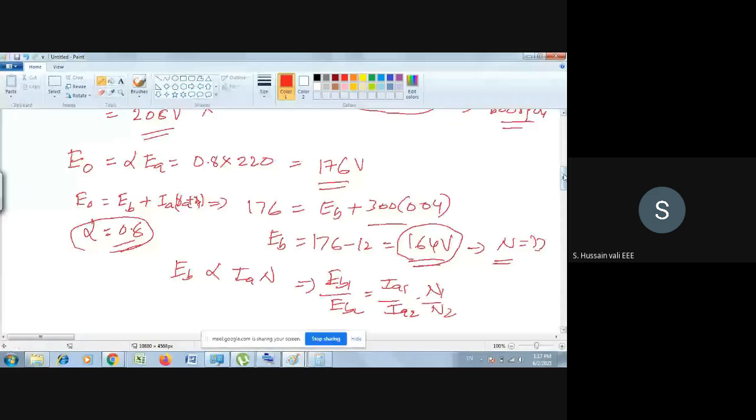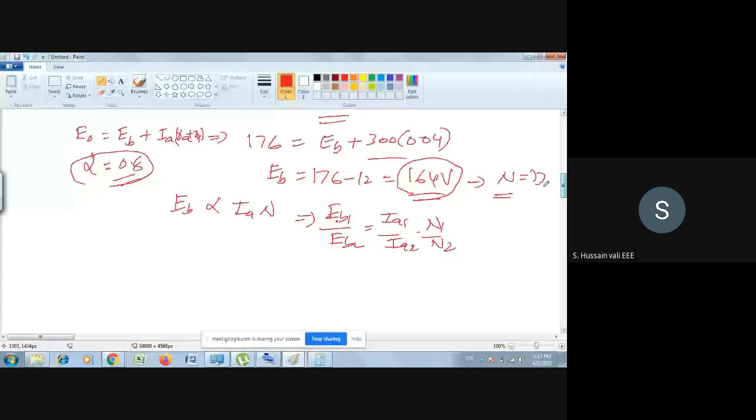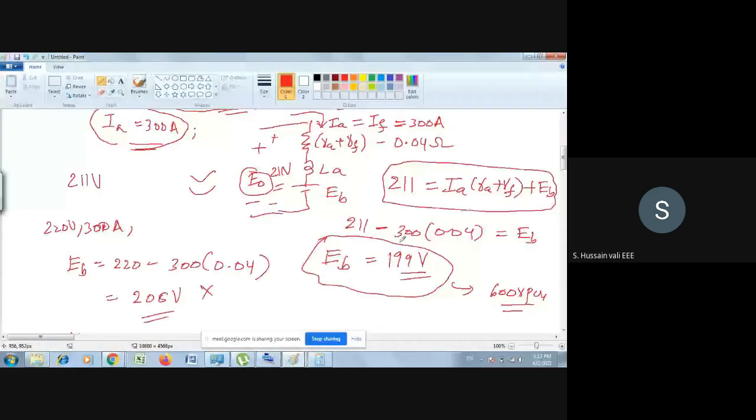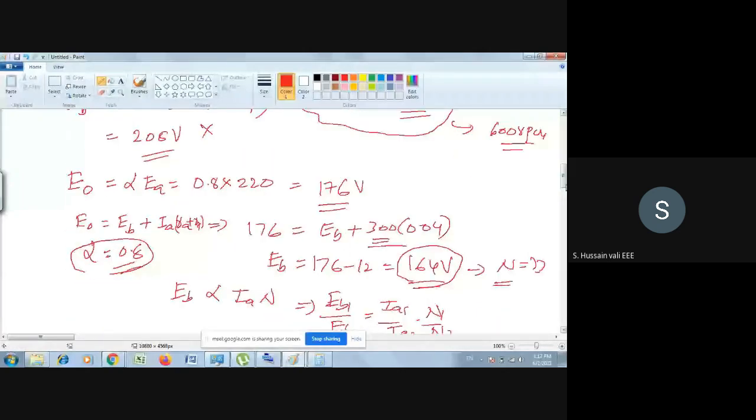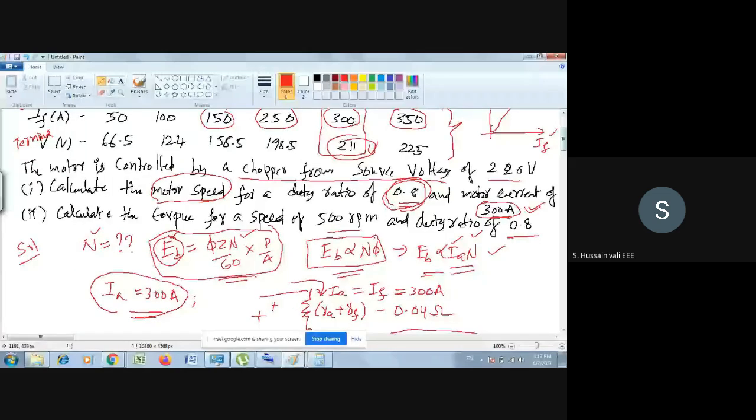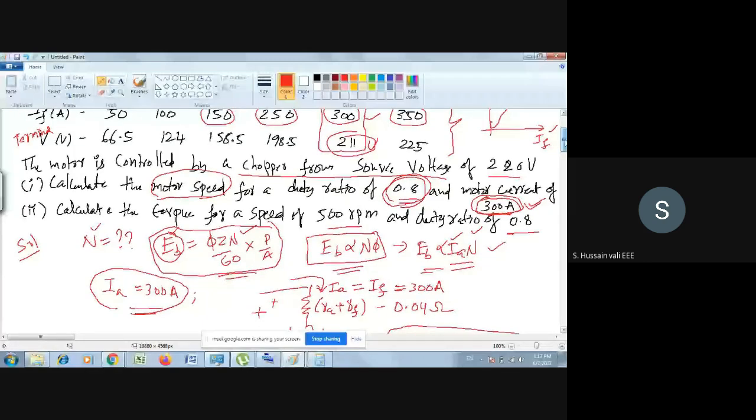Why is it so? Because what is the current we have taken here? 300 ampere. Whereas in this calculation also, what is the current we have taken? So the current remains the same, because he said in the problem that the motor current is 300 ampere. The field current, the magnetization characteristics also, we have taken at 300 ampere only. So the current remains the same, so IA1 and IA2 are both the same. So we will get this answer.